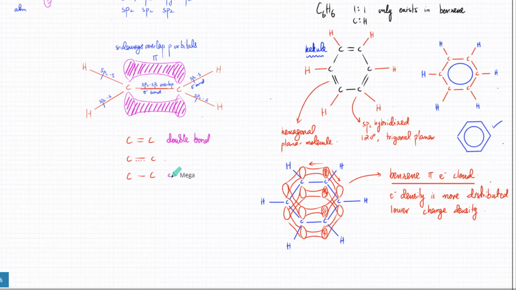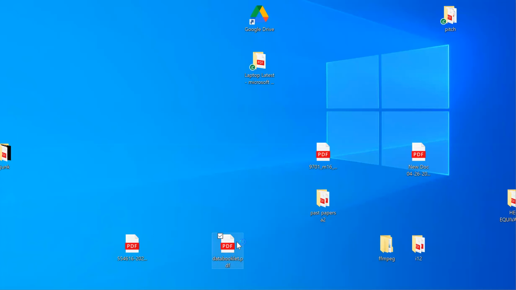And you have single bonds which are weaker. And this one is the carbon-carbon bond in benzene. Even in the data booklet, if you open it, you'll see this. The benzene bond's energy would be different compared to the others.